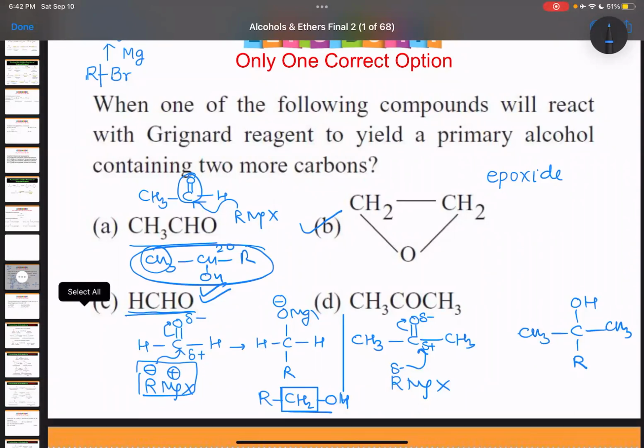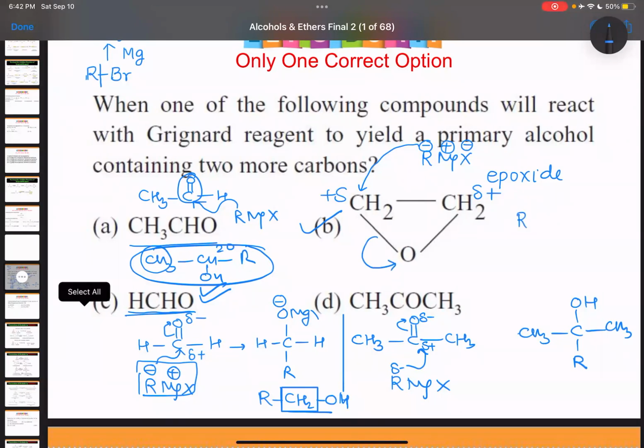Epoxide is actually a very small ring. It is under pressure. It wants to break. So suppose you take R minus MgX, okay, that is Mg2 plus and X minus. So R minus is going to come and attack the carbon because it is delta plus, still delta positive, because being connected to oxygen it will have a partial positive charge. And the ring also wants to break. So the pi electron density will get shifted onto O. The ring will open up.